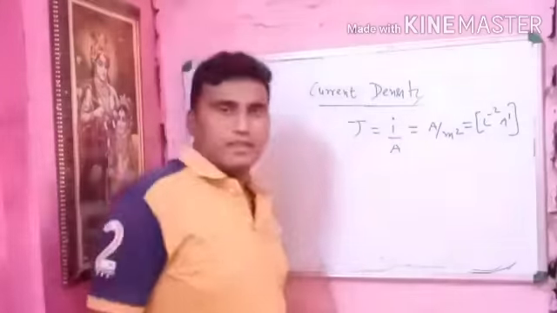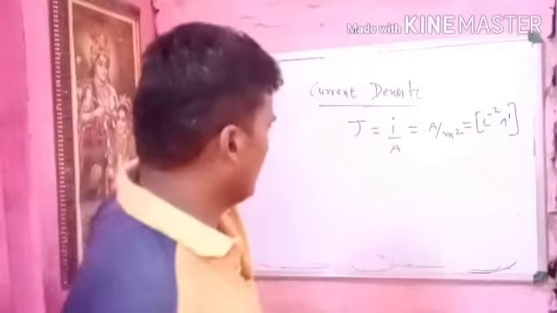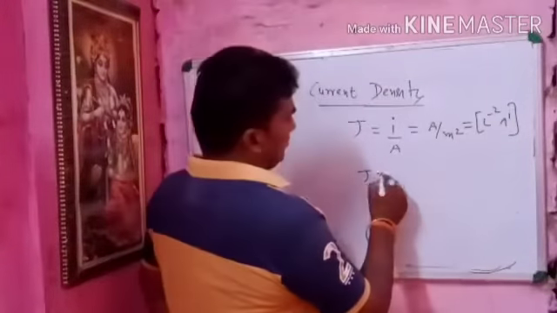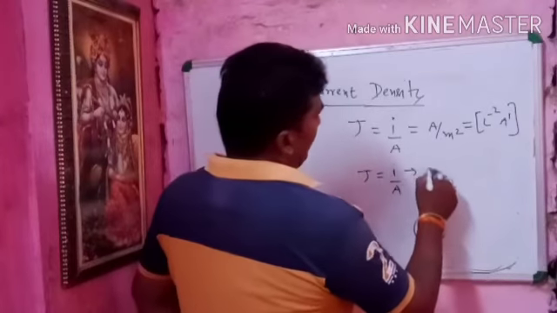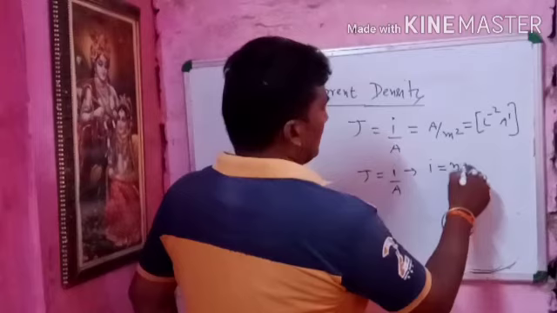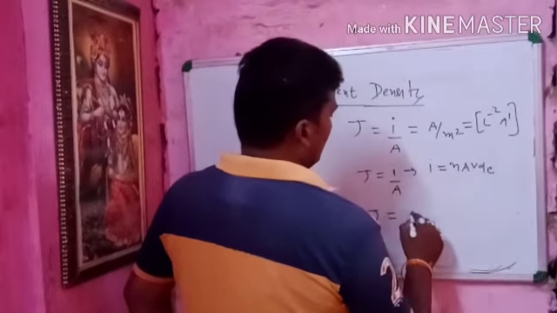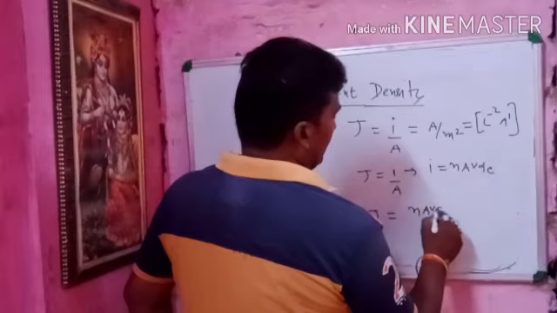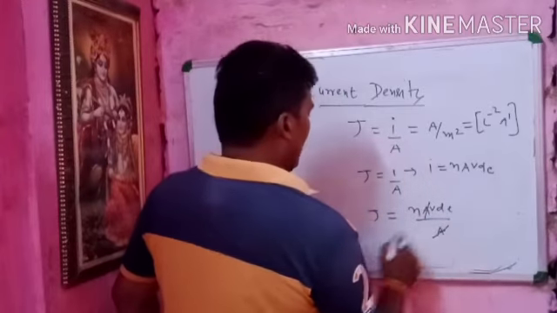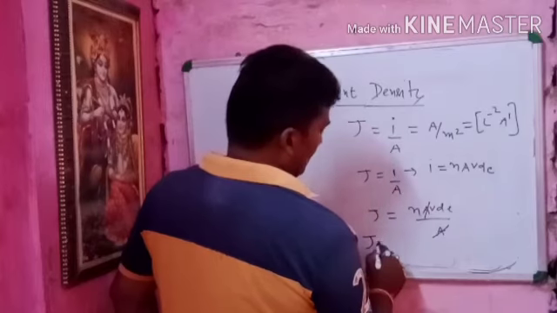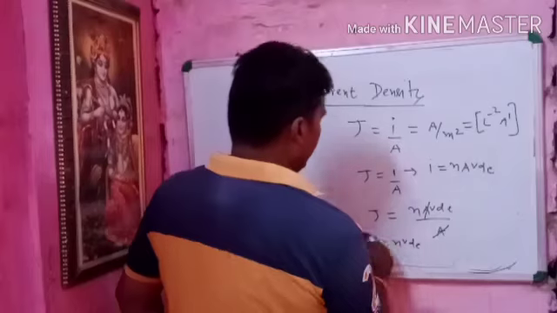We identify the relation of the current density in terms of the drift velocity. J is equal to I by A. We know that I is equal to N A Vd e. Therefore, J is equal to N A Vd e upon A. A is cancelled from numerator and denominator, then the component is stabilized. J is equal to N Vd e.